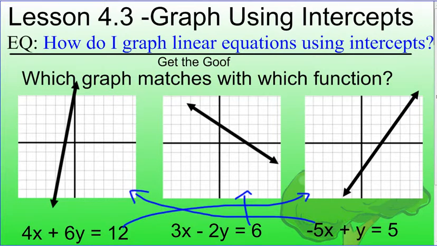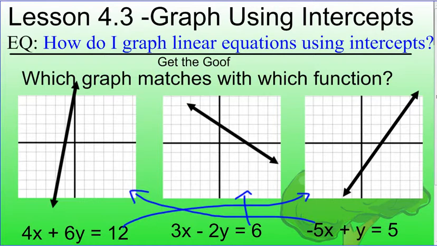If you remember in the last lesson, we were graphing using an XY table. And the XY table always works, but it's kind of a pain, because when we did it, we were having to solve for the y variable first, then plug in some random x values, do a bunch of math to get the y coordinates, then plot the points, then draw our line. We're going to see today, using these intercepts, a way we can graph the same line, but with a lot less work.